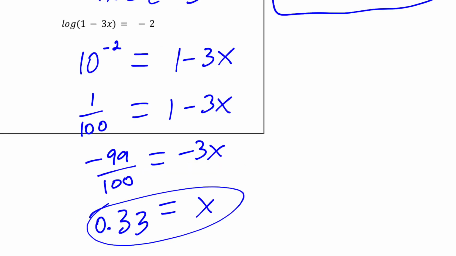So I think about the base here of 10. This is saying 10 to the power of negative 2 is equal to 1 minus 3x. Well, I know what 10 to the negative 2 is. That's 1 over 100. So I can replace that and say that if 1 over 100 is equal to 1 minus 3x, well, let's subtract 1 and then divide by negative 3. And that's how I solve for x. The answer is 0.33.